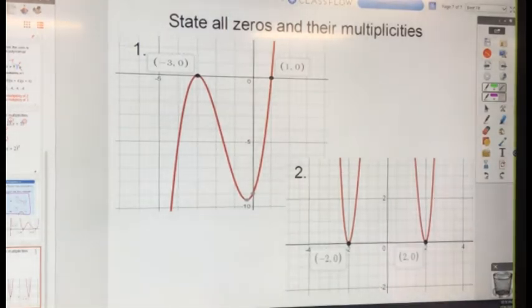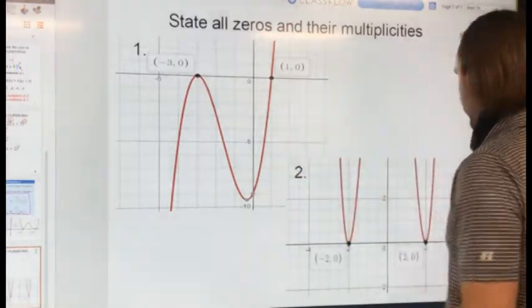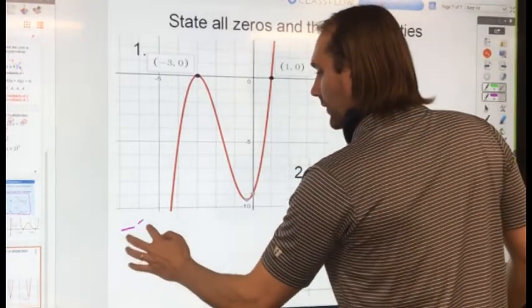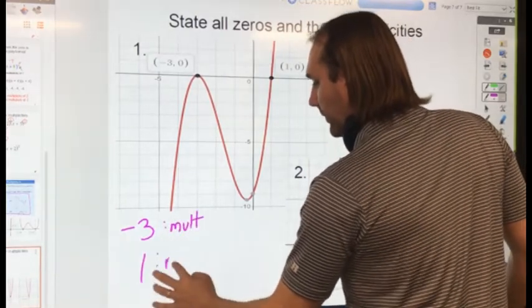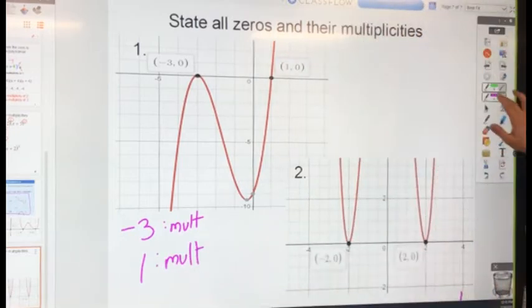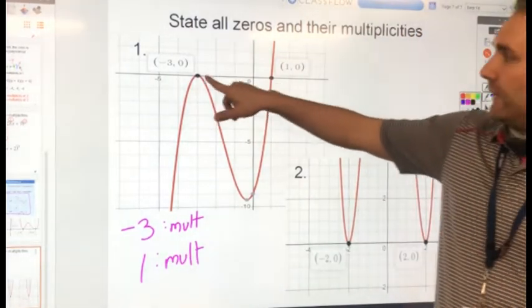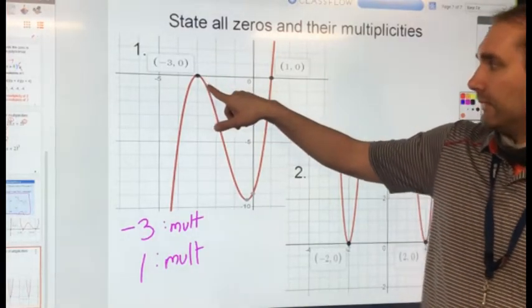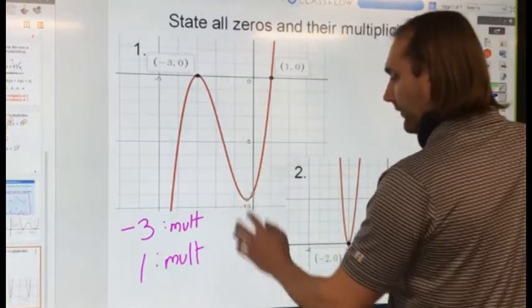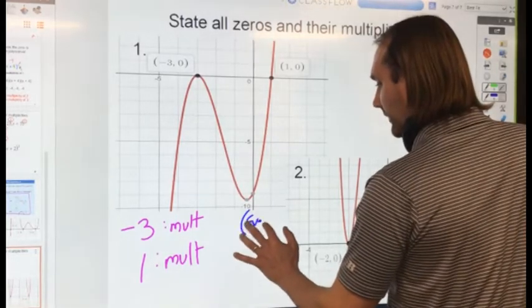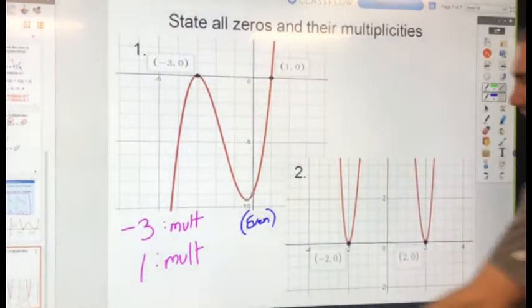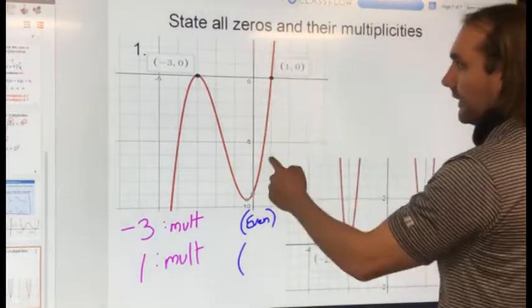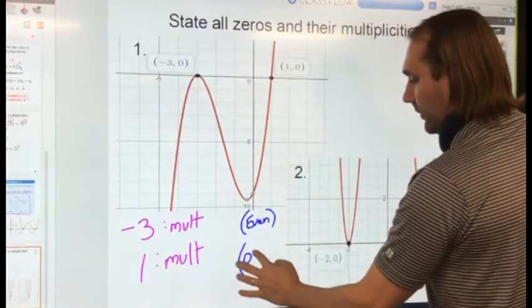So number 1, I have, looks like 2 zeros here, negative 3 and 1. With these, all of them come with multiplicities. Would you say the multiplicity at negative 3 is going to be even or odd? Even. Okay, even. So negative 3, I'm expecting an even multiplicity. This is what I'm expecting you to know, by the way. At 1, is that going to be an even or odd multiplicity? Odd. Odd, because it's doing what? Going through the point.